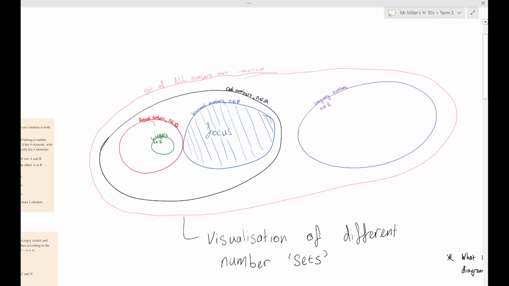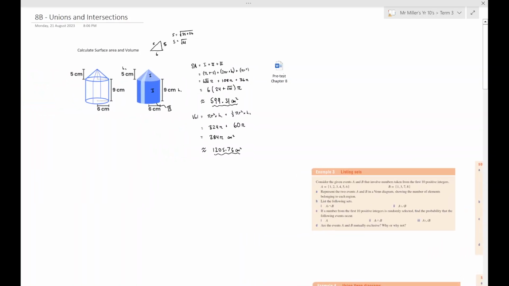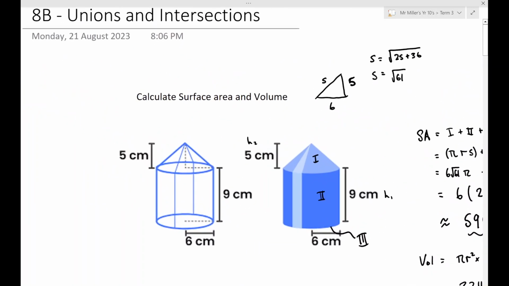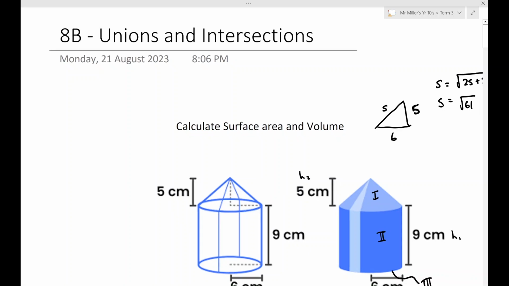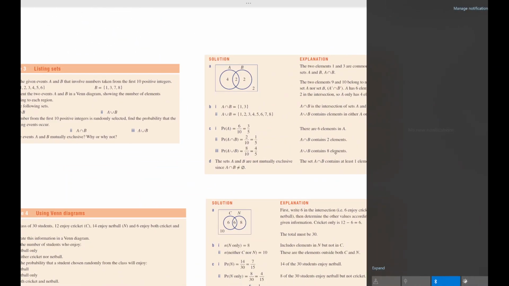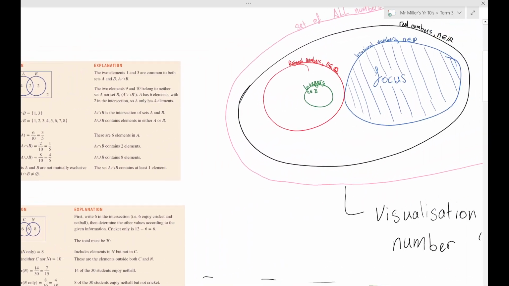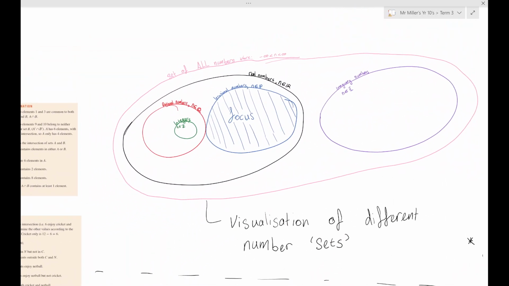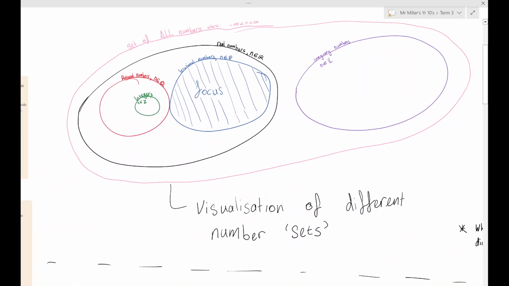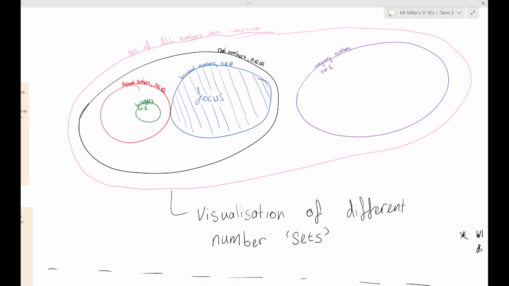Hey guys, we are starting on a new topic. So this is chapter 8. We're jumping straight into 8b, unions and intersections. This branch of mathematics, you might hear of it referred to as set theory, right?